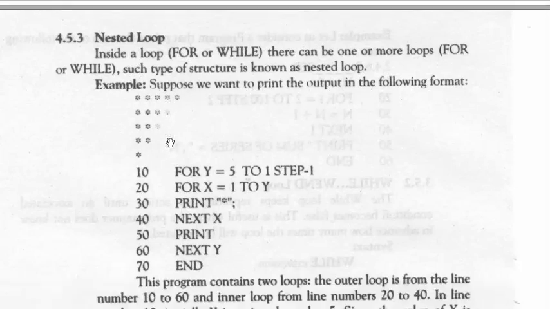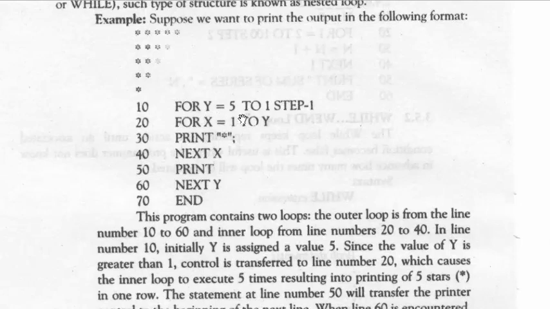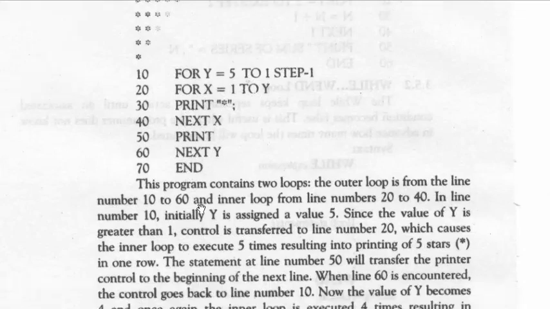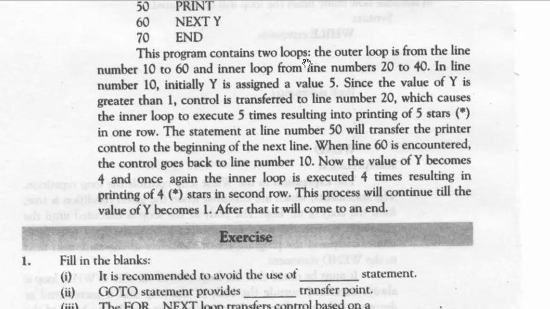For y is equal to 5 to 1 step negative 1, for x is equal to 1 to y, print star, next x, print, next y, end. This program contains two loops. The outer loop is from line number 10 to 60 and the inner loop is from line 20 to 40. In line number 10, initially y is assigned a value 5.